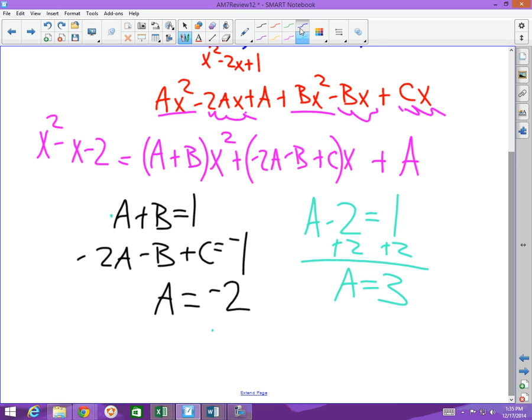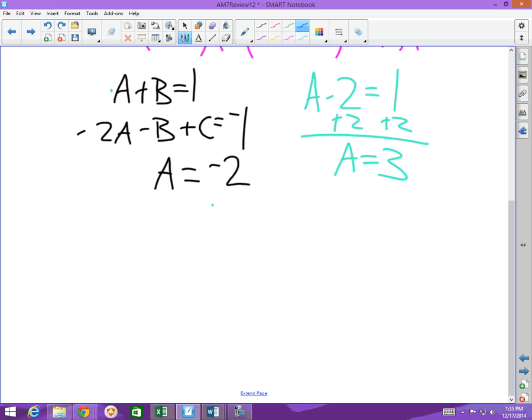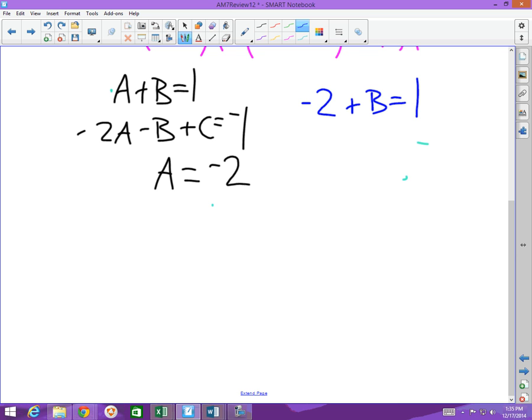And then, since a is equal to 3 and, my goodness, I'm going too fast. It's because the bell rang and I have to try to get this done before my next class arrives. So negative 2 plus b equals 1. So b is equal to 3.